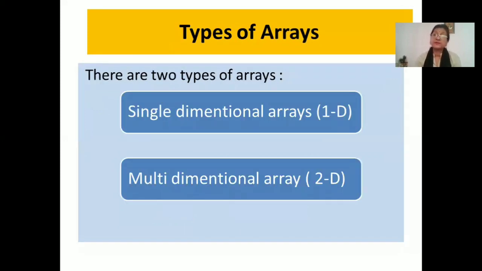Now, how many types of arrays are there? Basically, there are two types of arrays: single dimensional array, that is 1D array, also called a list or vector. Next is the multi-dimensional array. In multi-dimensional arrays, in our syllabus, only 2D arrays, that is double dimensional arrays, are there, and they are also called a matrix. Now we will discuss only the 1D array, the single dimensional array.